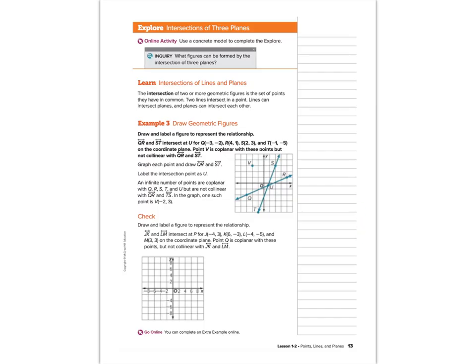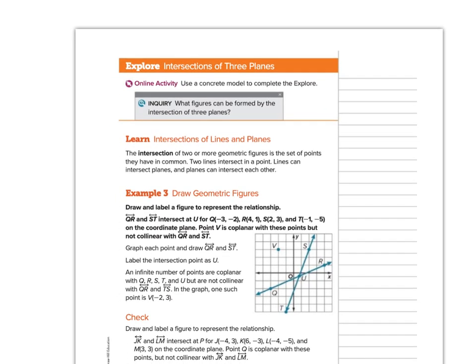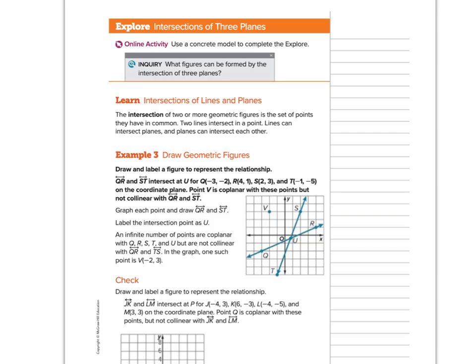Now here, as we continue on with the intersections of 3 planes, so intersections of lines and planes, the intersection of 2 or more geometric figures is a set of points that they have in common. So think about it here in this example. Looking at the coordinate plane, I have this point right here. These 2 lines intersect at a given point. So 2 lines would intersect at a given point.